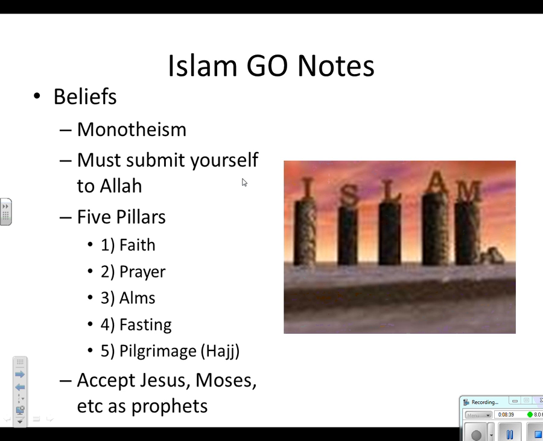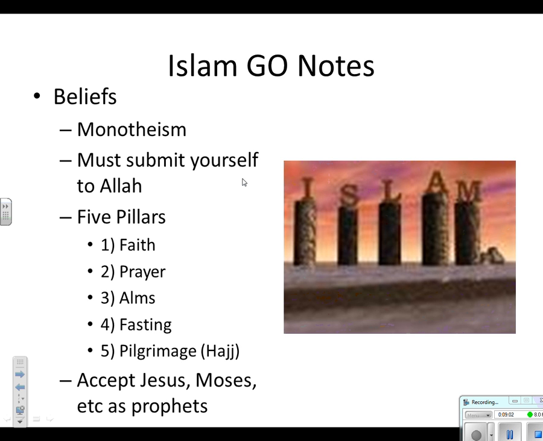The final pillar is pilgrimage. This means that you, as a Muslim, perform the Hajj once in your lifetime. That is the journey to Mecca, the journey just like Muhammad made when he went to take the Kaaba for Islam. So if you have enough money and you're healthy enough, in order to prove your submission to Allah, you're supposed to visit Mecca and the Kaaba once in your lifetime.